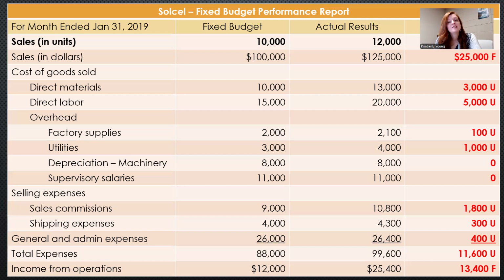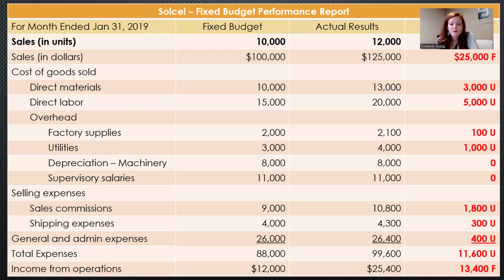The supervisor's salary means the same amount every single month or year, so that would be the same, so that's good. Sales commission, that was 10,800. We only budgeted 9,000. Is that bad? Well, it's unfavorable, but only because it's based on the wrong amount.